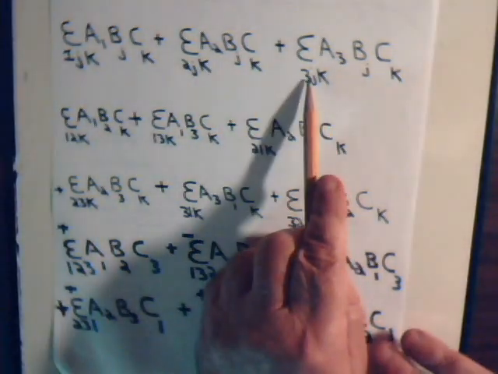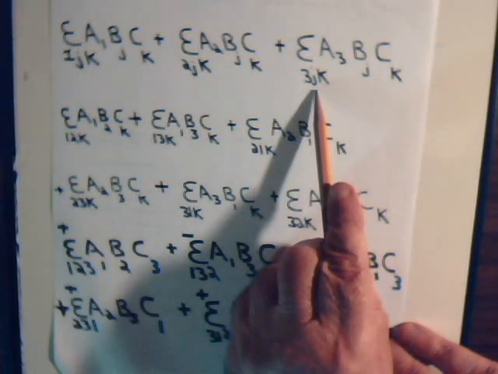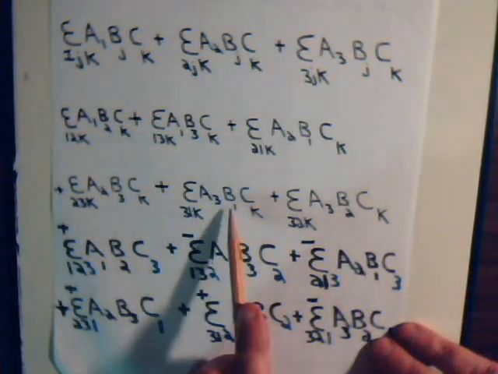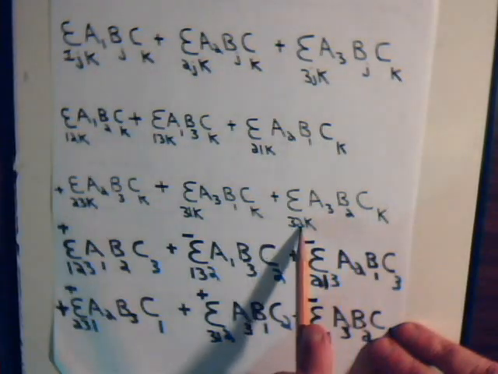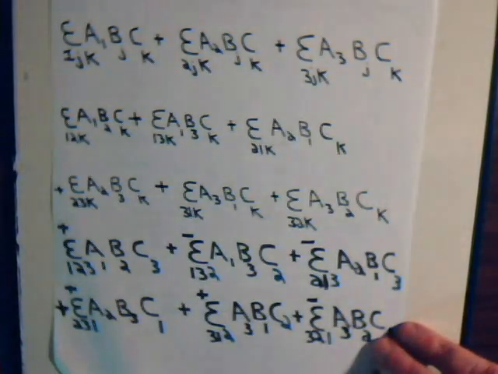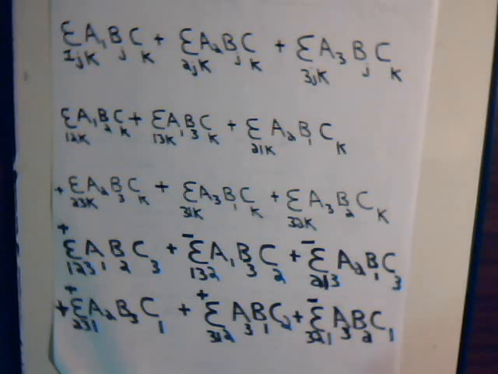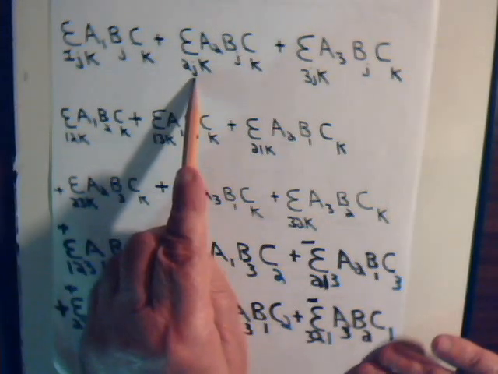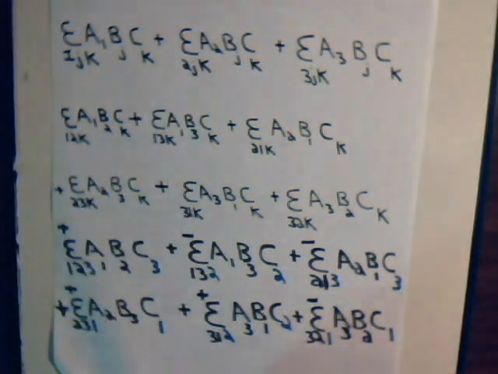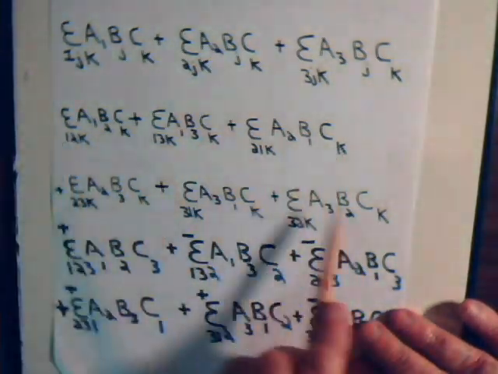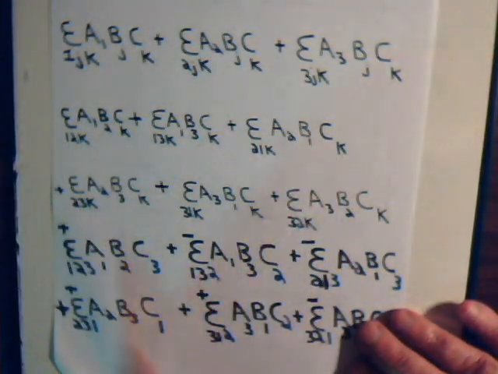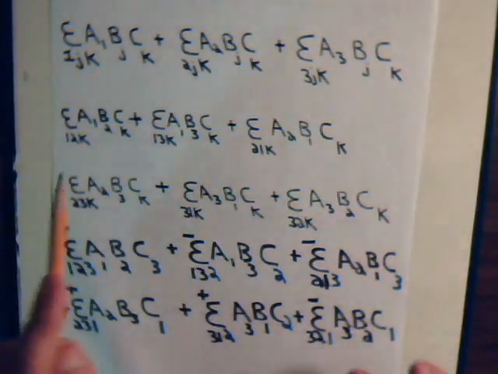Then we go on to this term. J is 1, J is 2, J is 3, we have a repeated index, that is 0. Just like here when J was 2, that gave us a repeated index, so that was 0. So we have these 6 terms. Now we sum over the k's.